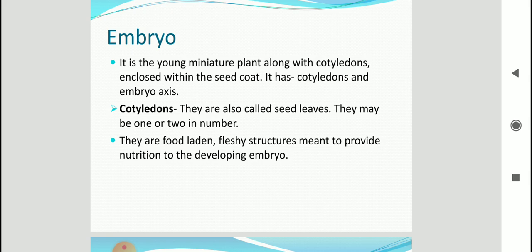So, monocotyledonous plant means seed which has only one seed leaf. Dicot plants, they have 2 cotyledons or 2 seed leaves. What are cotyledons? They are fleshy structures, they are food laden, and its main function is to provide nutrition to the developing embryo. Embryo needs nourishment, it needs nutrition. From where will it get it? From the cotyledon.